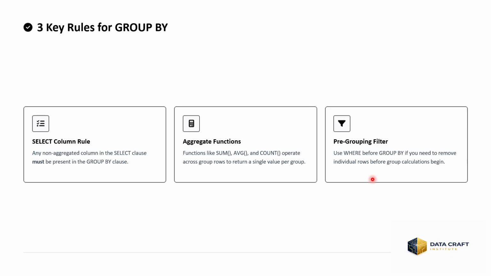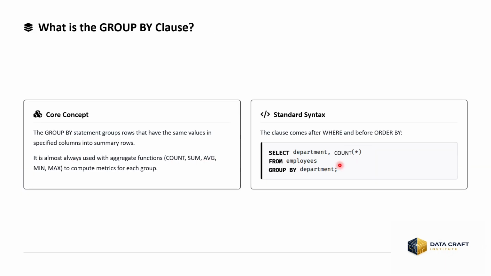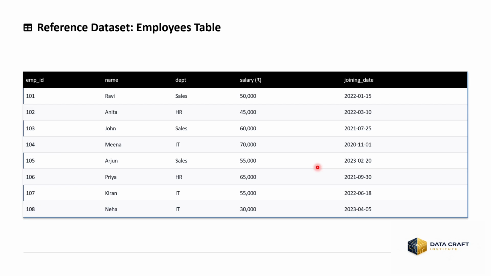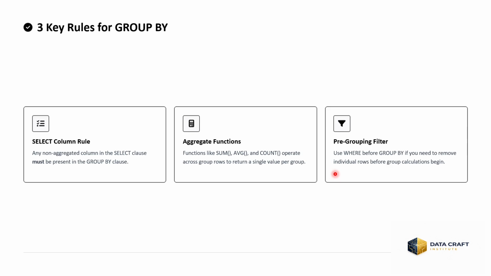There are three key rules for GROUP BY. One is the select column rule, which is very important. Any non-aggregated column in the SELECT clause must be present in the GROUP BY clause. Non-aggregated means the one on which aggregation is not applied. For example, salary is the column on which the aggregation is applied, like finding the sum of salaries or the count of employees. But any non-aggregated column in the SELECT, here department, must be in the GROUP BY clause. Why is it so, we will explain further.